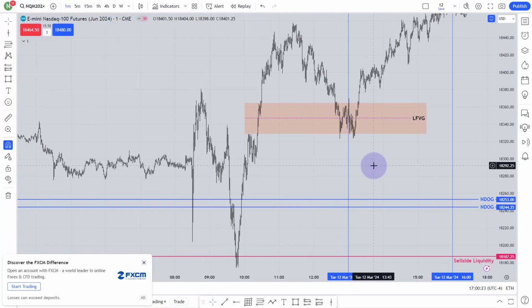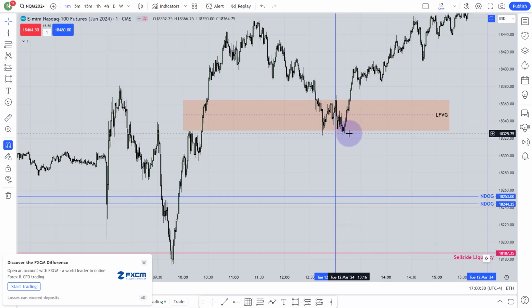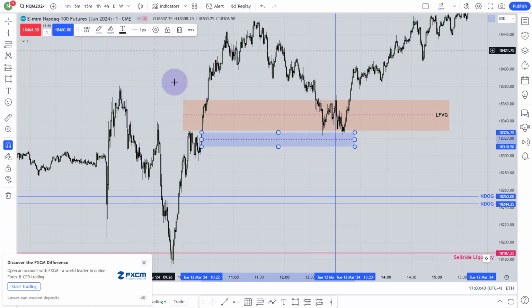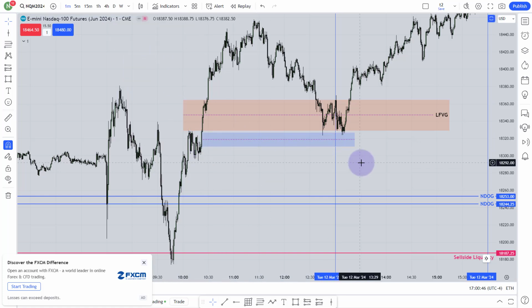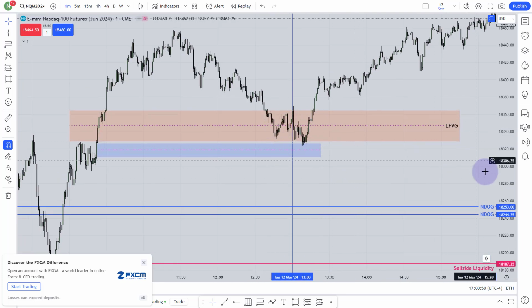Now here is the PM session. Price came here. It came to that 15-minute last fair value gap. Now it went a little outside of the 15-minute last fair value gap. You can see there is your 1-minute last fair value gap. Actually, price came a little lower to trade that 1-minute last fair value gap. So I'm going to change the color here. So this is the 1-minute last fair value gap. Price traded that 1-minute last fair value gap. Now I will show you the setup over here.